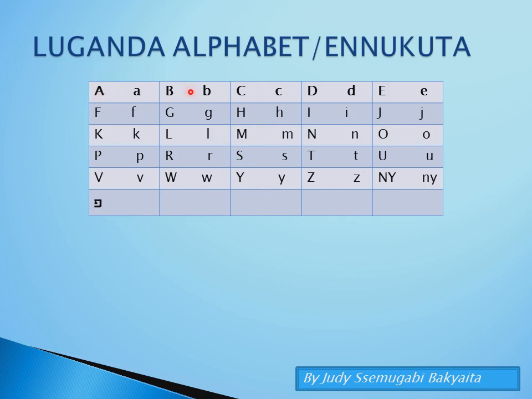A, Ba, Cha, Da, E, Fa, Ga, Ha, Yi, Ja, Ka, La, Ma, Na, O, Pa, Ra, Sa, Ta, Wu, Va, Wa, Ya, Za, Nya, Nga. Nya, Nga. Those are the two letters we have instead of X and Q.